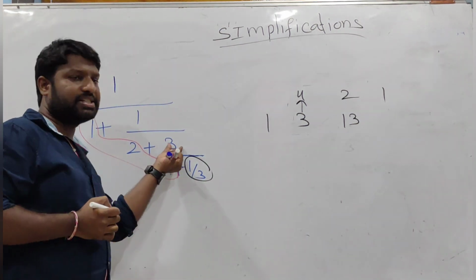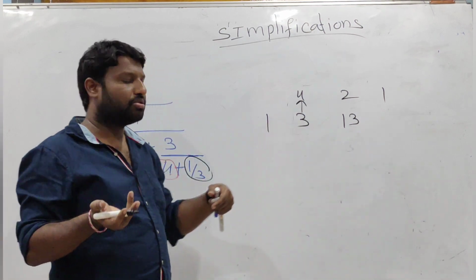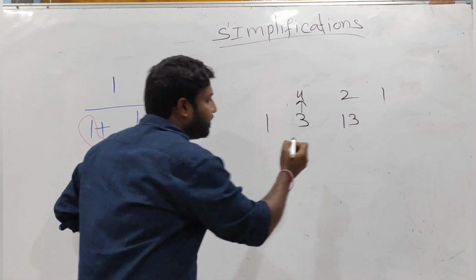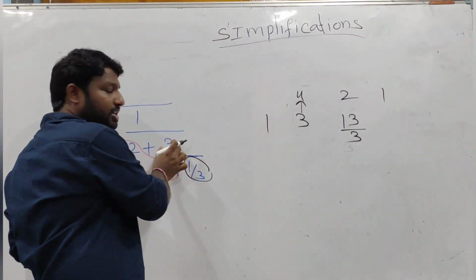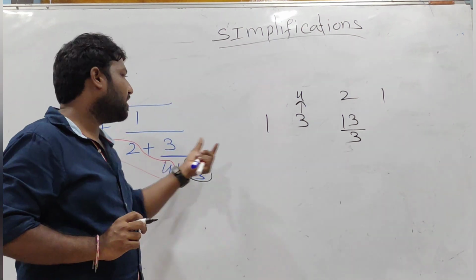Where 1 is there, I won't divide by 1. There is no need of writing that by 1. If you write it also, there is no change; if you don't write it also, there is no change. So here 3 is there, and if 3 is there, you have to divide by 3. Suppose if 5 is there, you have to divide it by 5. Here 1 is there, so no need of writing 1. 3 is there, so I am writing by 3.